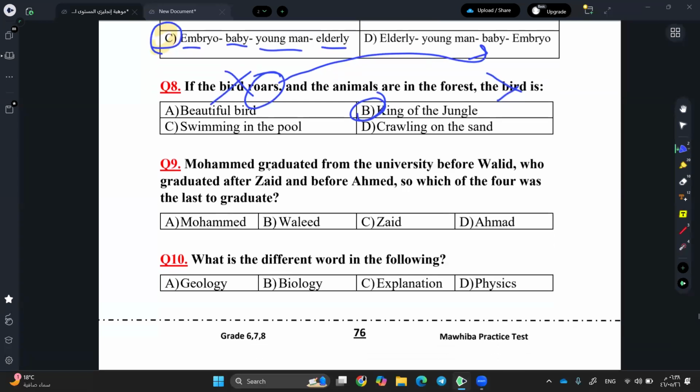Muhammad graduated from the university before Walid, who graduated after Zayad and after Muhammad. So, which of the 4 was the last to graduate? Ahmed. Excellent. The last one, Ahmed. Excellent. Thank you, Amina. You're welcome.